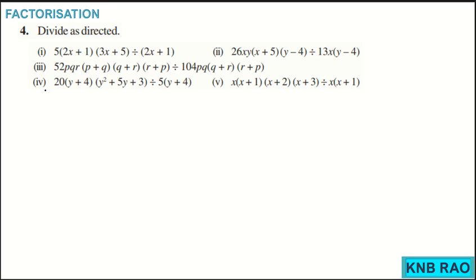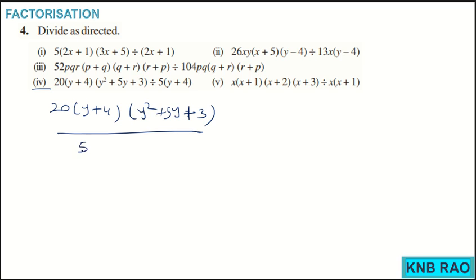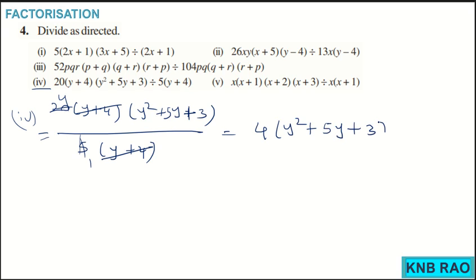Let's solve question number 4. In question number 4, 20 times of (y plus 4) into (y square plus 5y plus 3) upon 5 times of (y plus 4). See, this y plus 4 in the denominator cancels with the y plus 4 in the numerator. 5 ones are 5, 5 fours are 20. So in this fourth one, the answer is 4 times of (y square plus 5y plus 3). So the product of leftover factors in the numerator is the answer.